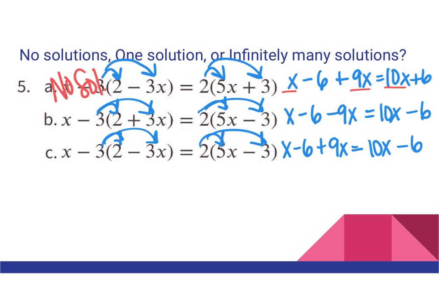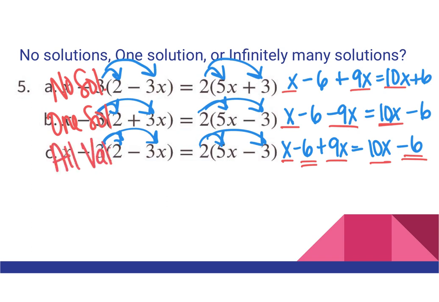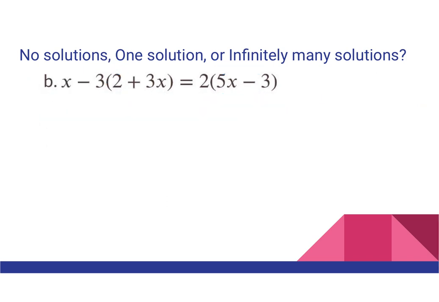Let's look at B. B, I do not have the same number of x's on both sides because on the left, I have a negative 8x's and on the right, I have 10x's. So that means this is a one solution situation. So that's the one we're going to have to solve. For the last one, I have the same number of x's on both sides, and I have the same constant term on both sides. So this would be an all values or infinitely many solution situation. So let's go ahead and solve the one that we said had one solution. So again, I am just going to distribute.